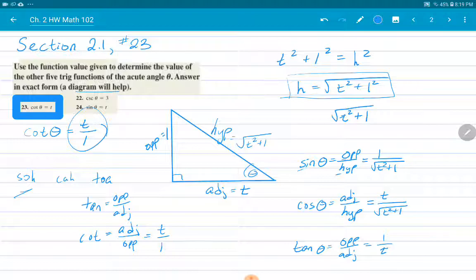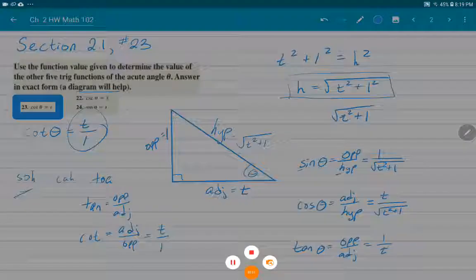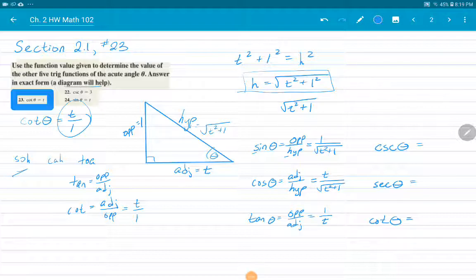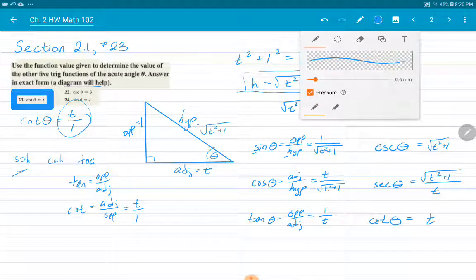And then our other functions, cosecant, secant, and cotangent, are the reciprocals. So the reciprocal of sine is cosecant, so that's going to be radical t squared plus 1 over 1, which I can simplify to just radical t squared plus 1. Secant is the reciprocal of cosine, so that is radical t squared plus 1 over t. And cotangent is the reciprocal of tangent, so that's going to be t over 1, which simplifies to just t. So there are my final answers.